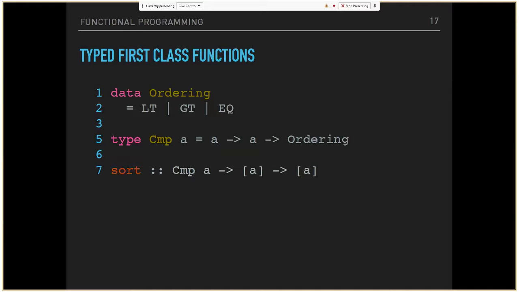And then here I have a type keyword. So type basically is just like defining a synonym. And I'm saying here that in the rest of the code, whenever I see a Comp, which is like a comparing function, replace that with this thing, which is that a comparing function A is basically a function that takes two values of type A and returns an Ordering.